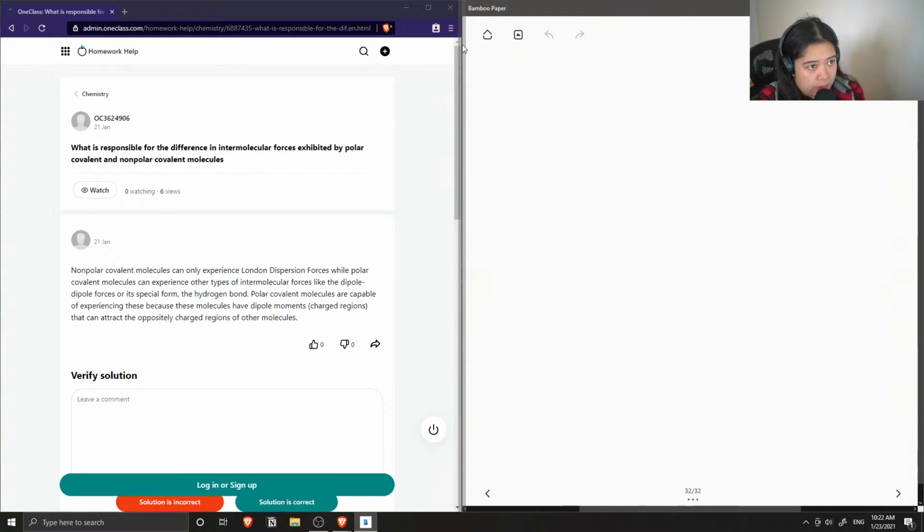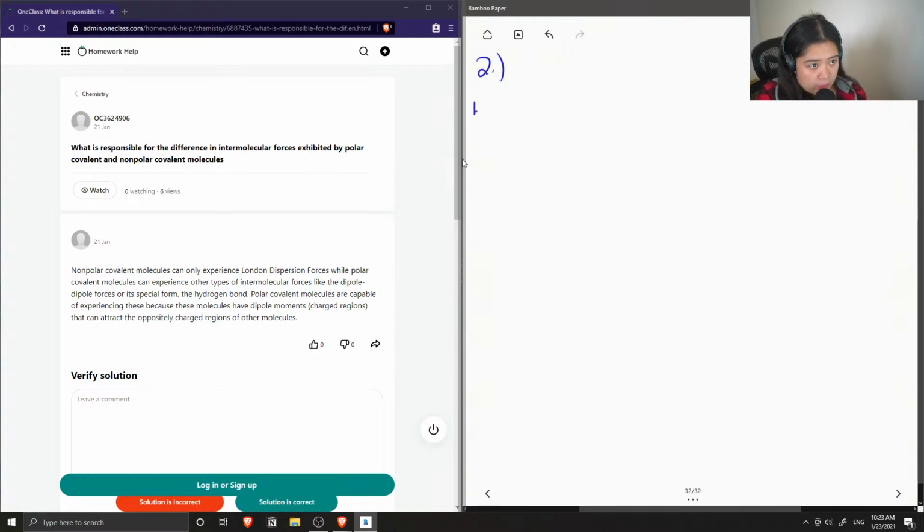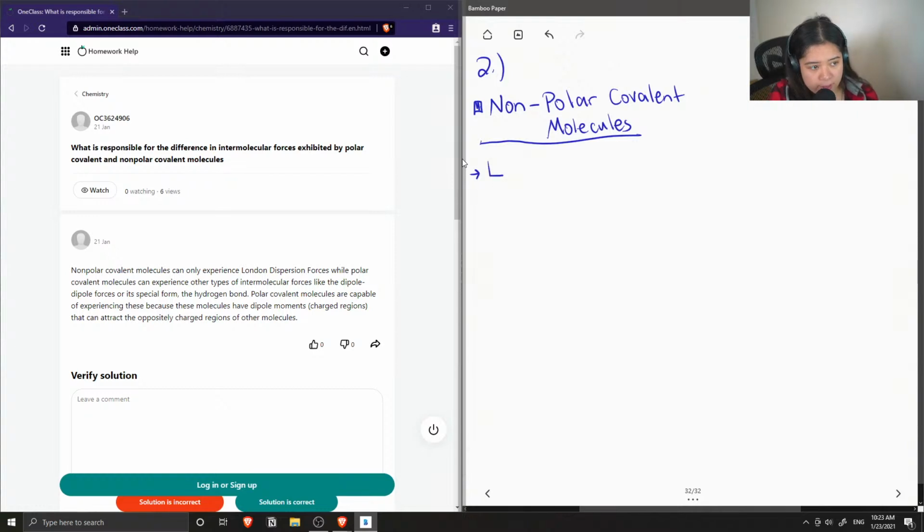Okay, so question number 2. What is responsible for the difference in intermolecular forces exhibited by polar covalent and nonpolar covalent molecules? Okay. So for nonpolar covalent molecules, they only exhibit something known as London dispersion forces.